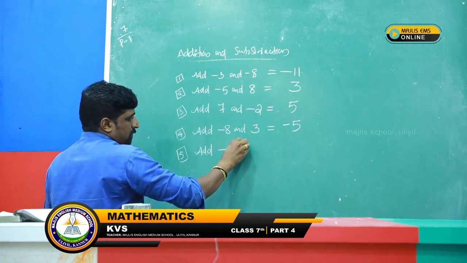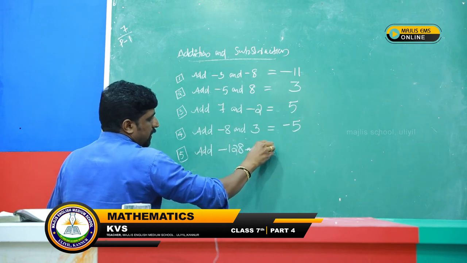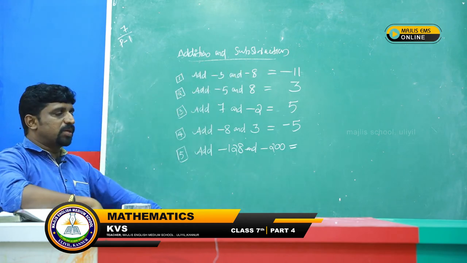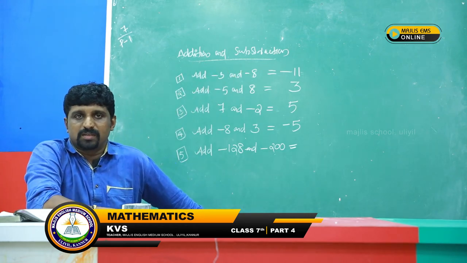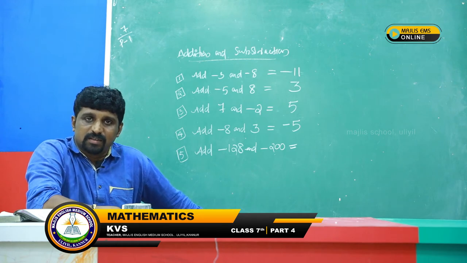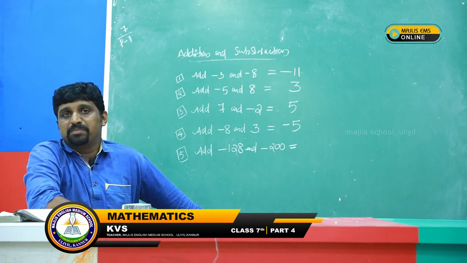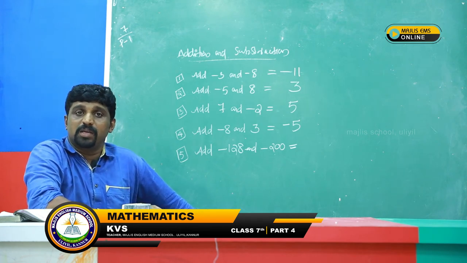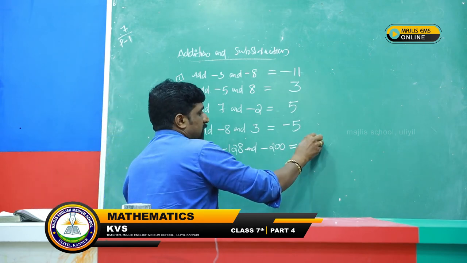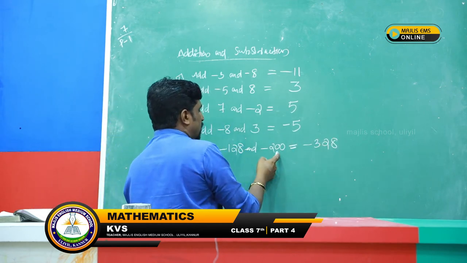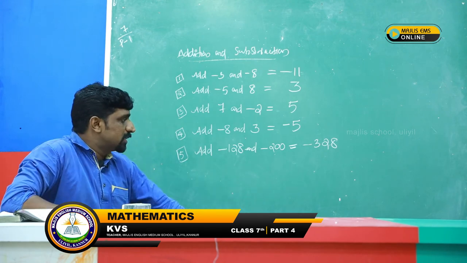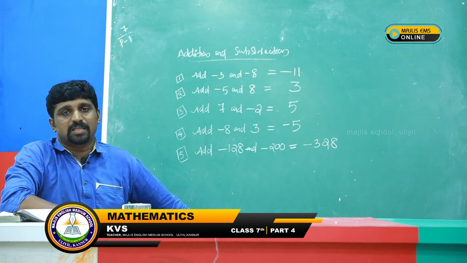Add minus 128 and minus 200. What do we do? Here these two numbers have the same sign, both negative. Therefore, add the two numbers and put the negative symbol. The answer is negative 328. 200 plus 128, add the numbers and put the same sign. Therefore, minus 328. You get the answer like that. It's okay.